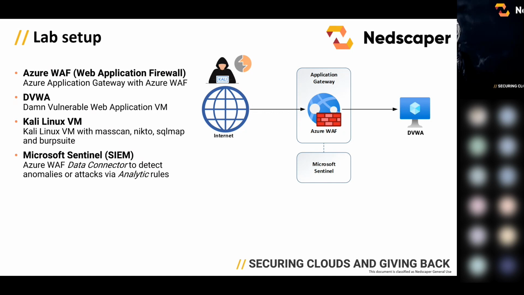So now we're going to start slow again. For the lab setup, I'm using the Azure WAF with the Azure Application Gateway, a damn vulnerable web application server, which is a VM you can download from the internet, a Kali Linux machine with some tools on it, and Microsoft Sentinel configured with the Azure WAF data connector.